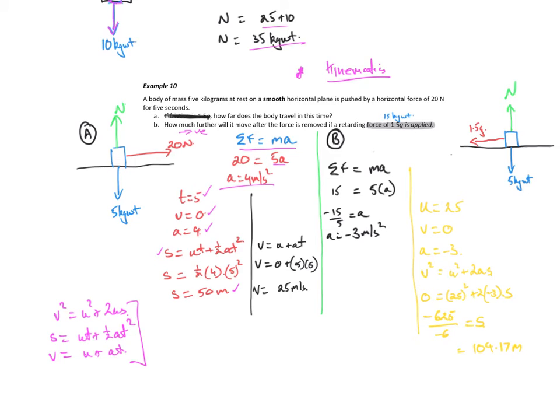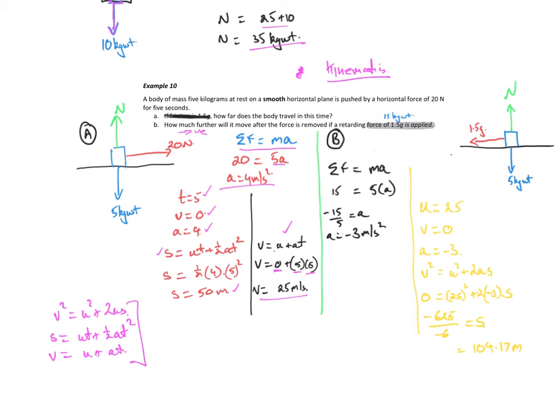So in other words, what is the velocity of my particle after 5 seconds? So V equals U plus AT. We start from rest, so U is 0 meters per second. 4 meters per second squared for 5 seconds means at the end of that 5 seconds of pushing, my particle is traveling at 25 meters per second.